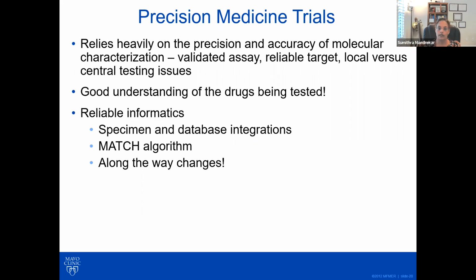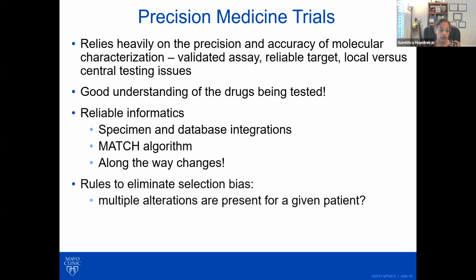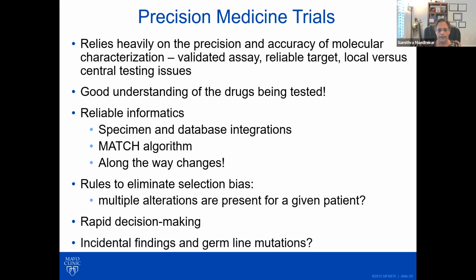If we can't have good integrations between the different databases, if we don't know how to match these patients, and we have to be prepared to be nimble along the way, because there are going to be changes. There will be changes, standard of care changes. There are changes in the eligibility of patients. And so you have to think about how you are going to manage those. And so this is all important because you want to eliminate selection bias, right? Like I said, if you don't have a good matching algorithm, you're probably bringing in bias in how patients are assigned to the different molecularly targeted treatments. All of this means you need a rapid decision making.